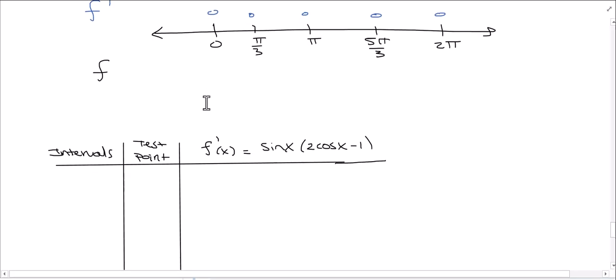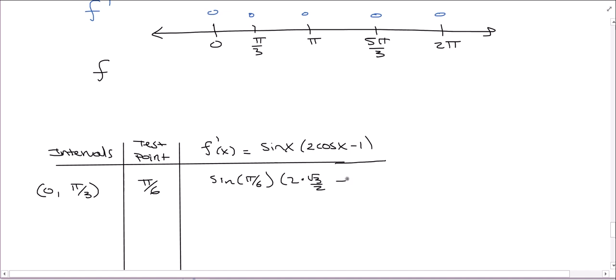So my intervals are then, well, it did say between 0 and 2 pi, so I'm going to start at 0. I'm going to say from 0 to pi over 3, and we can pick a test point there. You can pick pi over 6, and then sine of pi over 6. Pi over 6 is in the first quadrant, so this is going to be positive. And 2 times cosine of pi over 6. Cosine of pi over 6 is root 3 over 2, so times 2, you just get root 3, right? So essentially you're going to have sine of pi over 6 times 2 cosine of pi over 6, which is root 3 over 2, minus 1. That's positive, it's 1/2, but mainly we're looking at the sign. Positive, and once you cancel these, you have the square root of 3 minus 1. Square root of 3 is bigger than 1, so that's going to be positive. So that means this is positive, which means that the function is increasing.